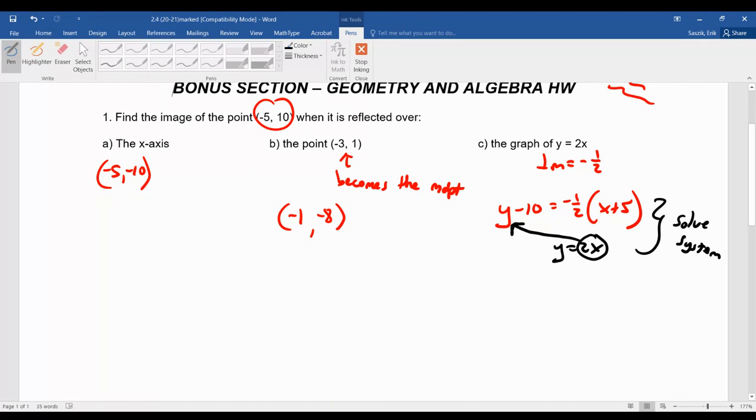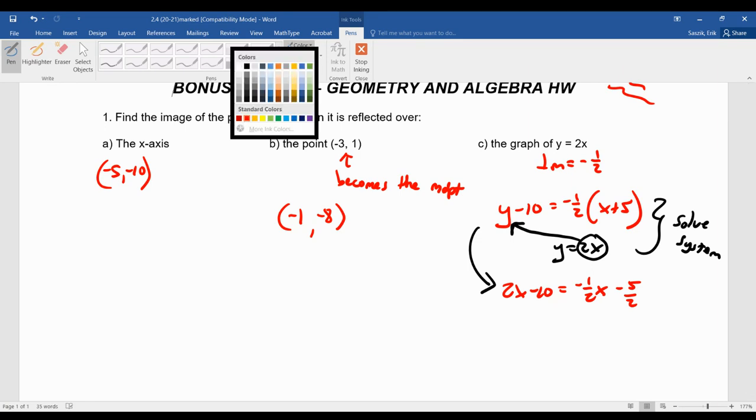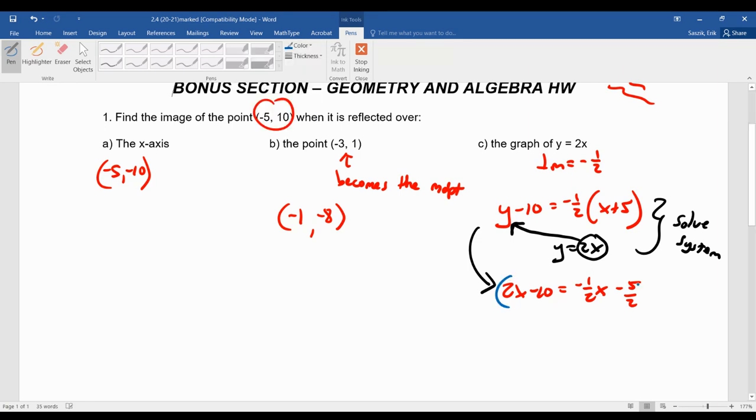So let's take this, stick it up in there, right? So we get, what does this become? It becomes 2x minus 10. I'm going to distribute. I don't like those 2's, so I'm going to multiply everything by 2. What I mean is I don't like those denominators. Let's just get rid of them.